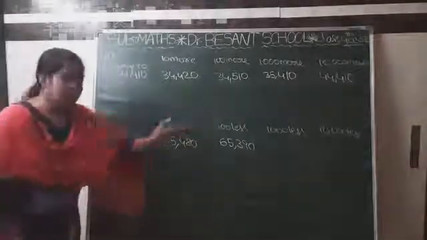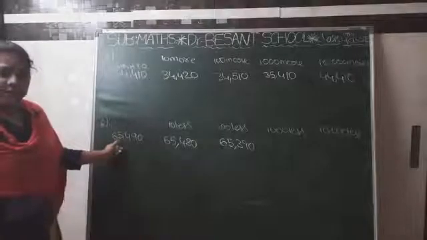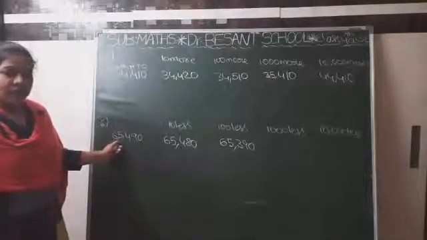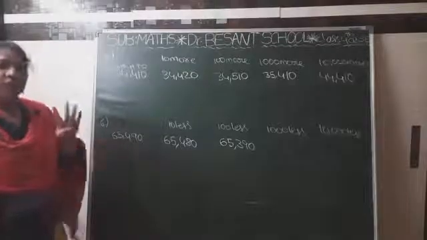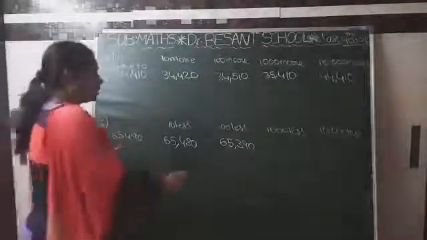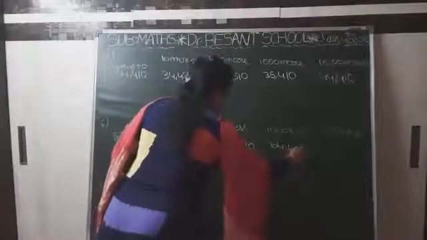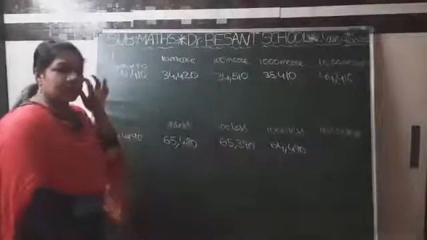Next one, 1,000 less. Here how many thousands are there? 5,000s are there. If we subtract 1,000, what will happen? This 5,000 becomes 4,000s. 64,490.